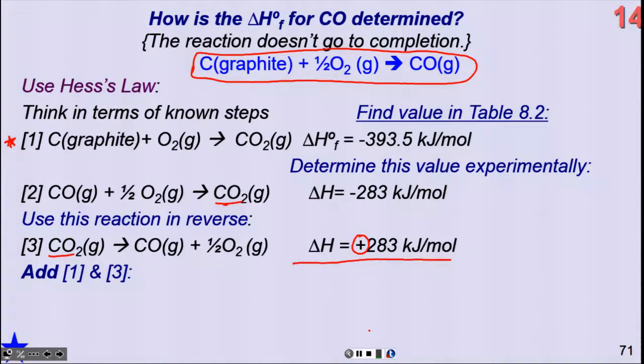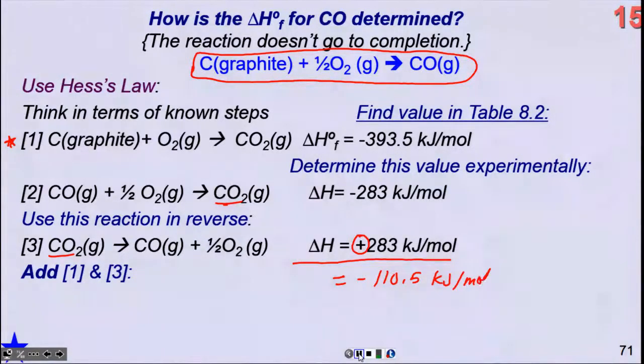And what will we get? So 393.5, subtract a negative value, add to that 283 kilojoules, and what should we get? Hopefully you can do that with your calculator. And we should end up with a value of minus 110.5 kilojoules per mole.